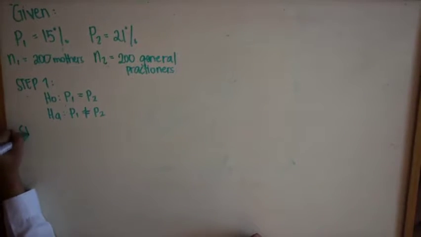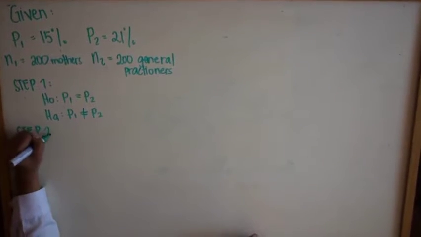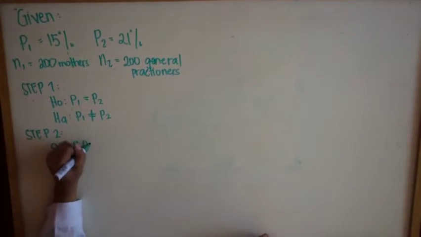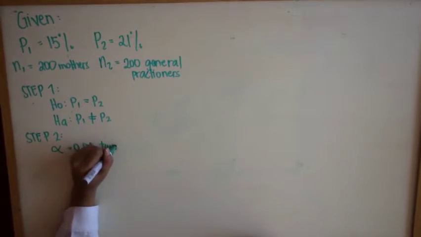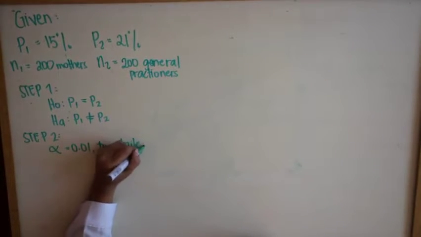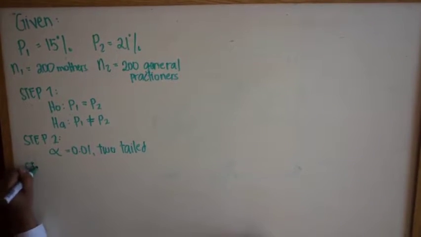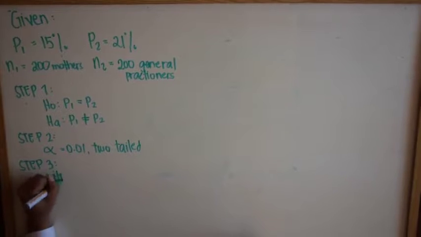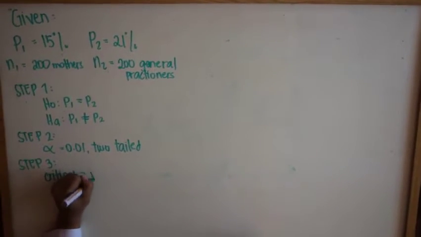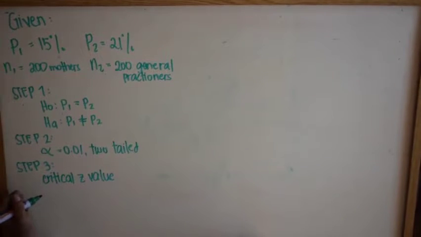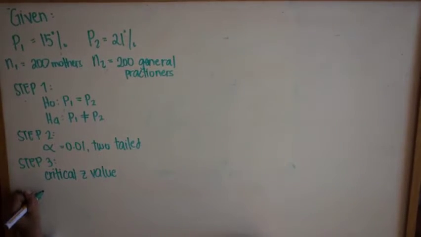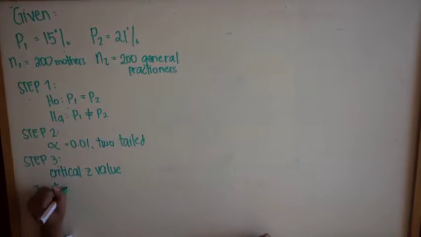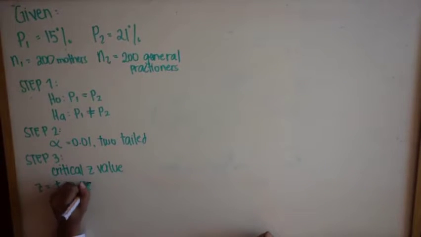Step 2. We have the alpha value of 0.01 and it is a two-tailed test. Step 3. We have the critical z value. If we look in the table, we'll find z equals positive negative 2.576.